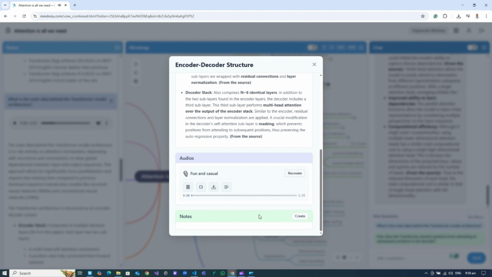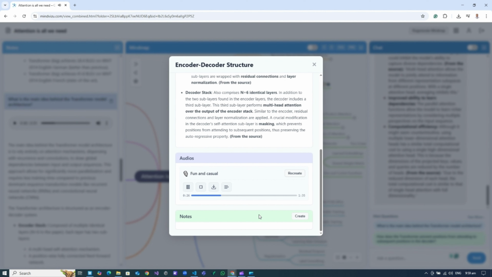Welcome to our series on Attention is All You Need. Today we're diving into a core concept that makes this whole system tick, the encoder-decoder structure. So what's the big idea here? Think of it like translating a book from one language to another. You have one part that reads and understands the original text, and another part that writes the translated version. That's essentially what the encoder and decoder do in this architecture.